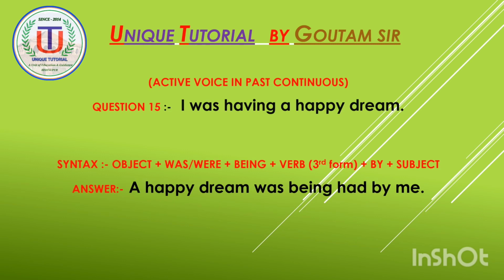Question number 15. I was having a happy dream. This question is in past continuous tense in active voice. The syntax will be object, then was or were, then being, then verb third form, then by, then subject. According to the structure, the answer will be: A happy dream was being had by me.